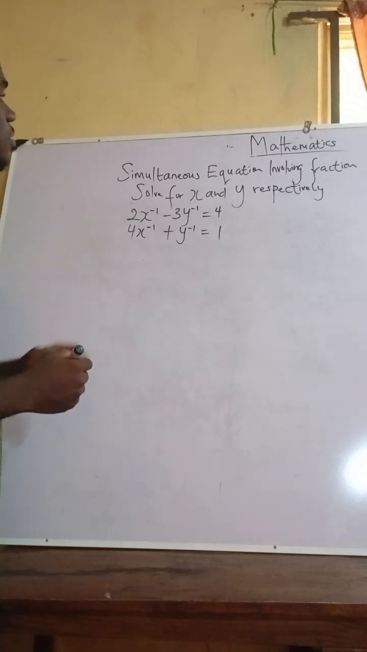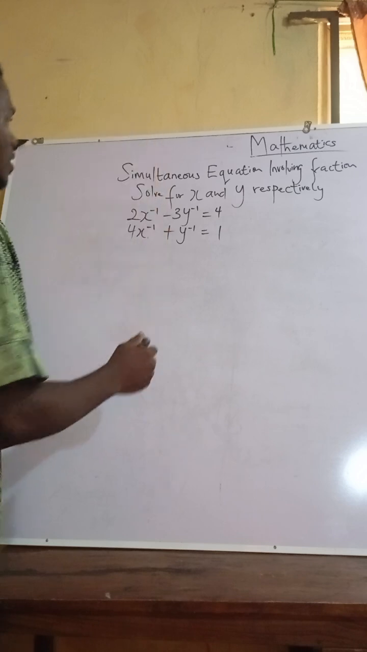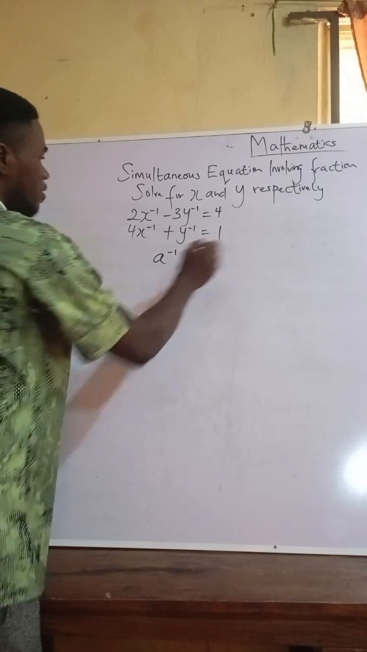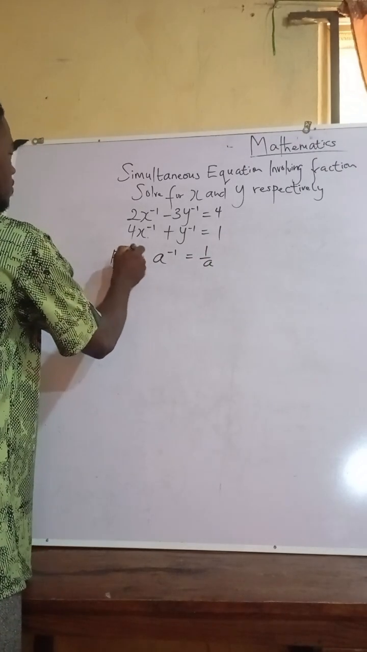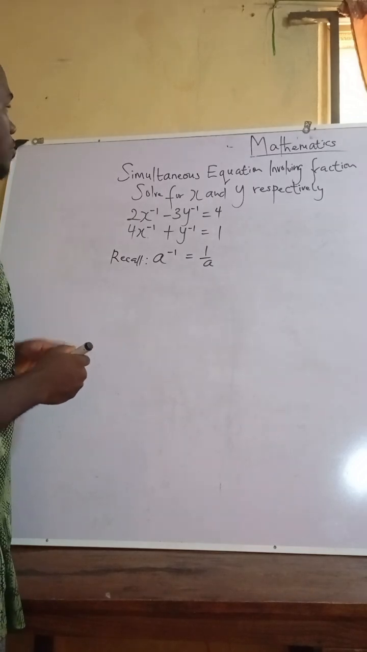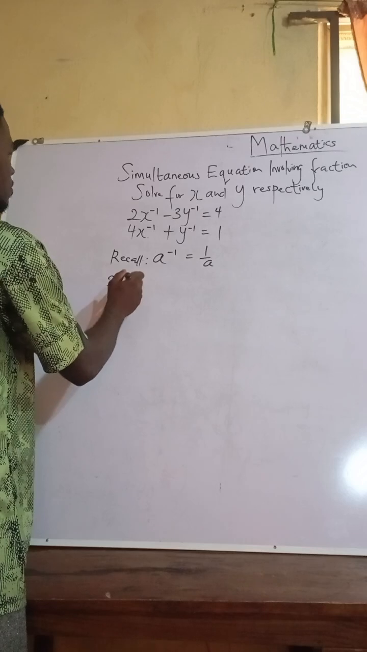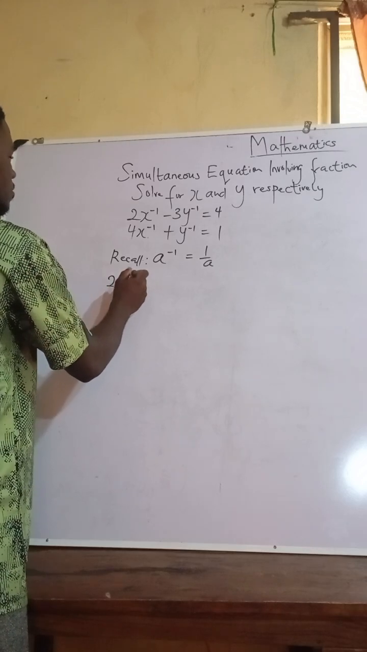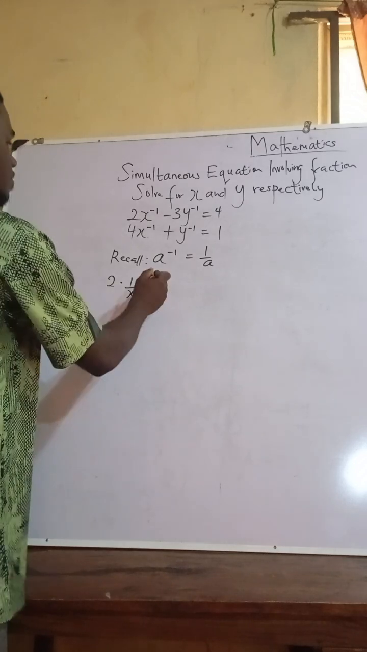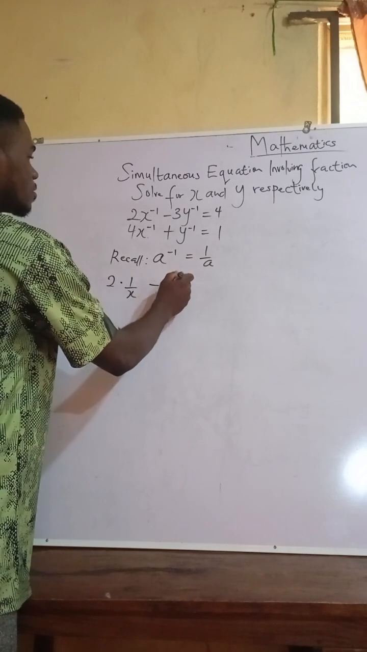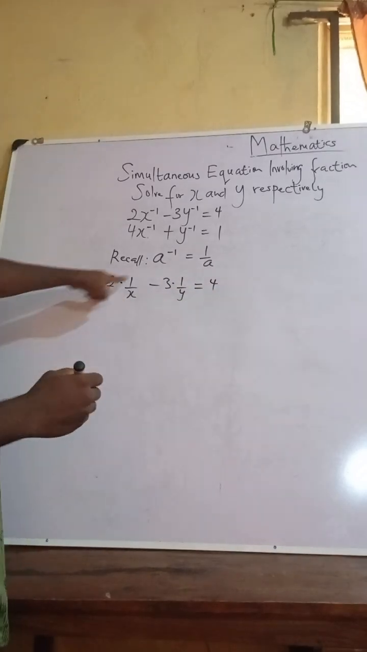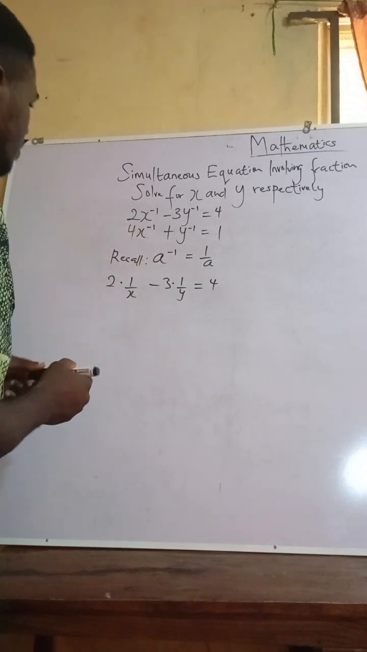Now the first thing you need to do is to work on this negative index. You can see that these equations are having negative index. Now recall that a to the power of negative 1 is equal to 1 over a. This is from indices. So I'm going to use this to make this easier for us. So that means we're going to have 2 dot 1 over x. Please, this dot stands for multiplication. Minus 3 dot 1 over y, which is equal to 4. Now I did this from the recall of indices.